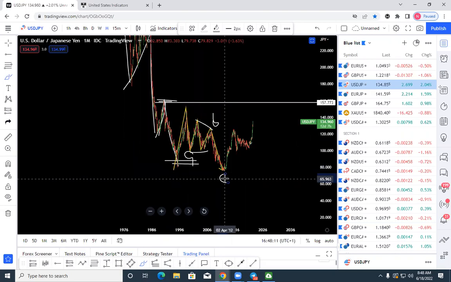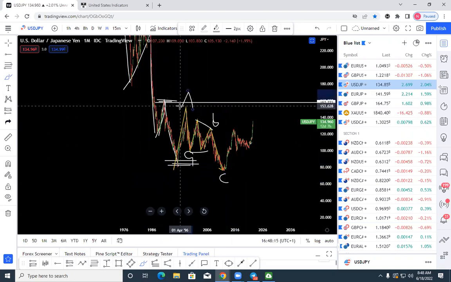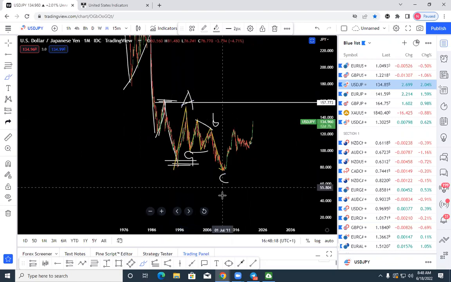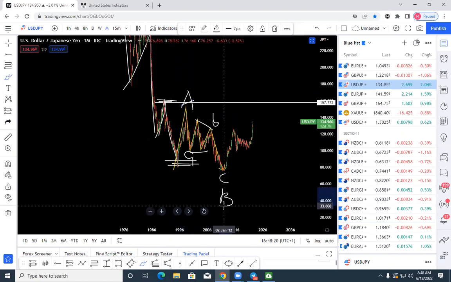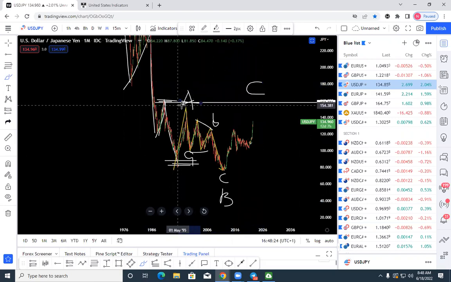And then since this C has broken the level of, and this is big A. Remember, this is big A. This is just the internal structure. This three wave down is B. So you want a C that breaks this top. Why do we want this top to be broken? Why do we want the top of A to be broken, guys?